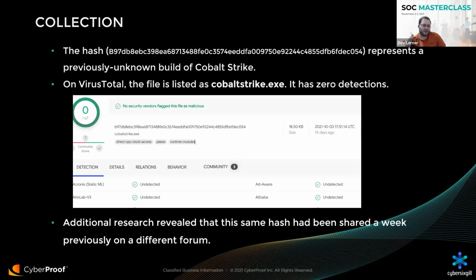Next slide. Next. So I dug a little deeper, and I also found that the same hash was shared a week previously in a different forum, meaning it was shared originally in this Chinese-speaking forum, and then it went from there to 2 English-speaking forums. So there was a crossover. It went from one place to another fairly quickly.